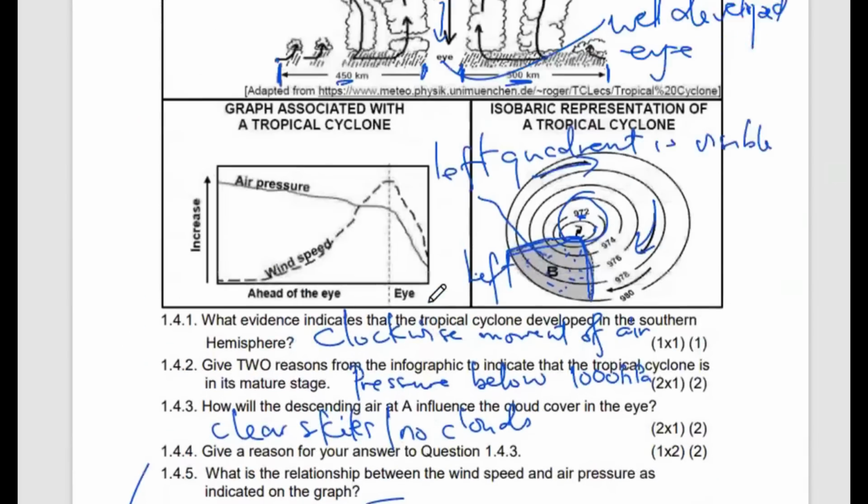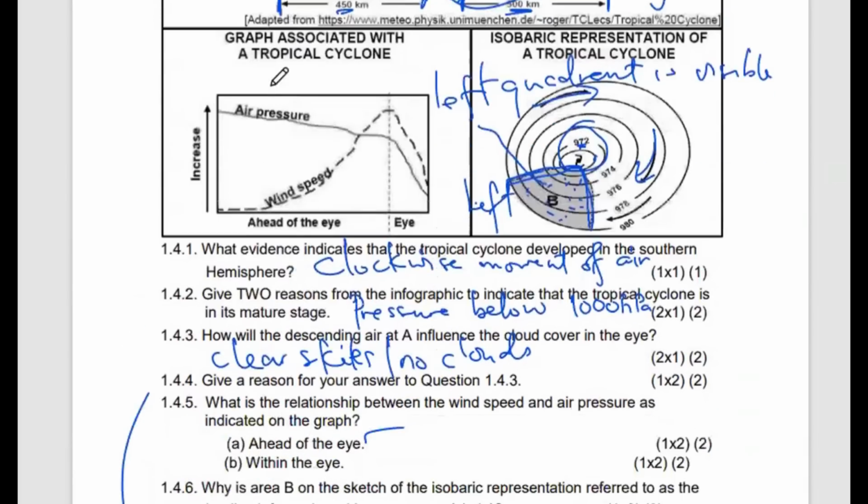Ahead of the eye, we are seeing here. What is the relationship there? Right, air pressure, we can see air pressure is decreasing and wind speed is increasing. Ahead of the eye, the air pressure is decreasing here. You can see air pressure is decreasing, while its wind speed is increasing. That is ahead of the eye.